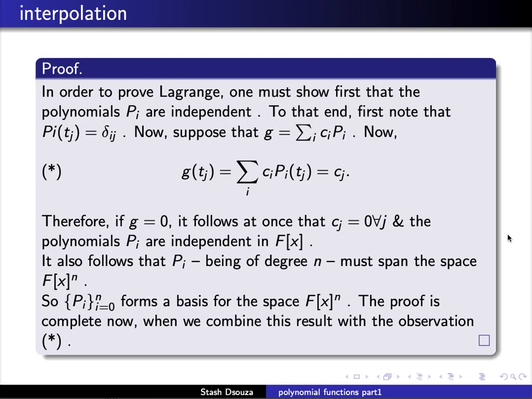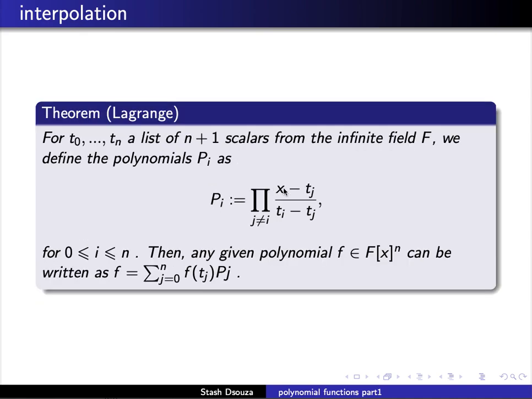In order to prove Lagrange, one must first show that the polynomials Pi are independent. To that end, first note that Pi(tj) is equal to delta ij. This is easily verified because Pi evaluated at ti, from the expression before, just turns all these fractions into the scalar 1. The numerator and denominator are all equal to each other in this case, and so we just have that Pi equals the product of many different 1's, which is equal to 1.